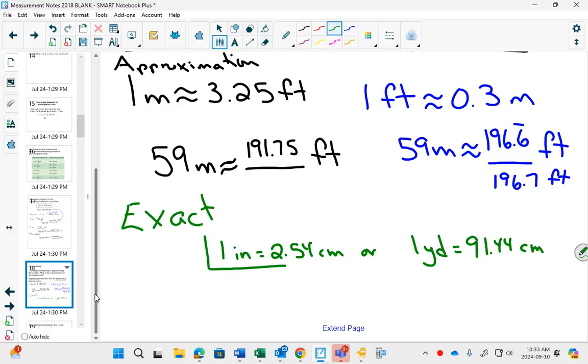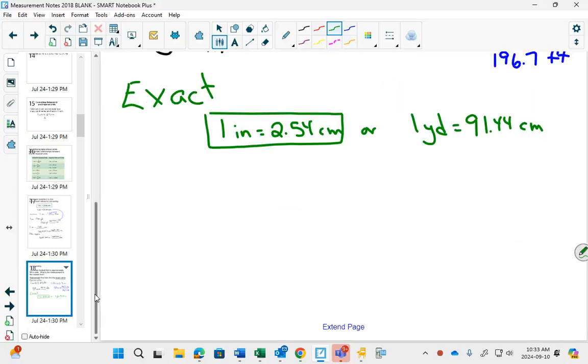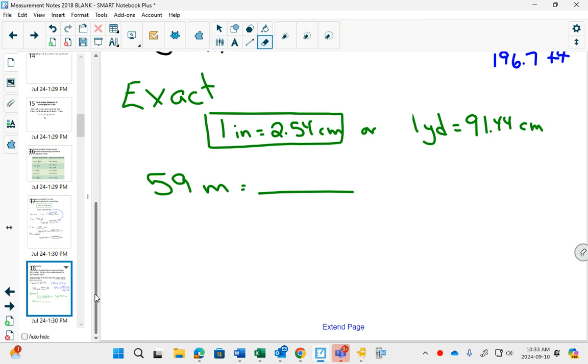I'm going to put a box around this one, because this is the one that I like to use. I know it seems easier to memorize. I would memorize that one if I were you, because it's going to be useful for making conversions. And we want to change 59 meters exactly into feet. Sorry, not inches.